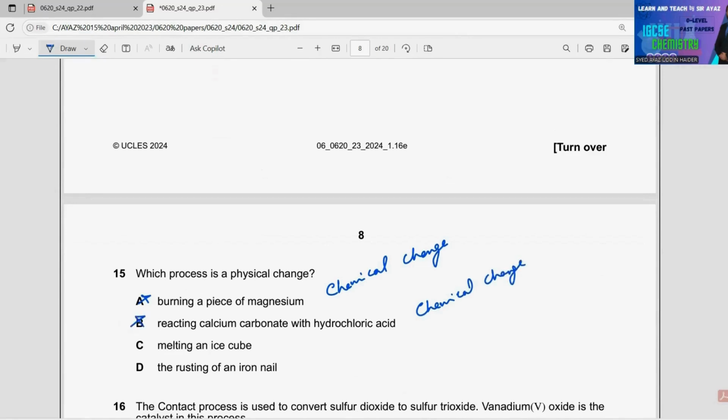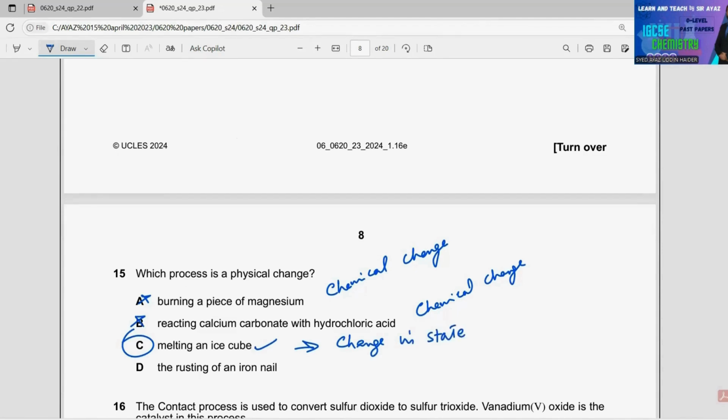So this is also incorrect. What about C? Melting an ice cube. This looks correct to me because it only involves a change in state. Change in state, that is solid to liquid.